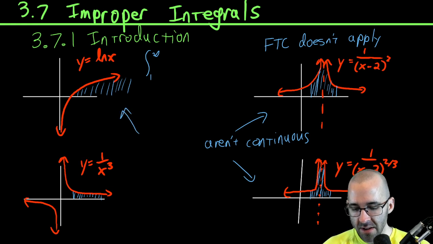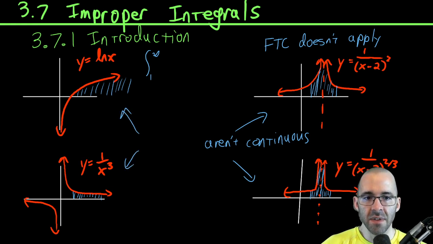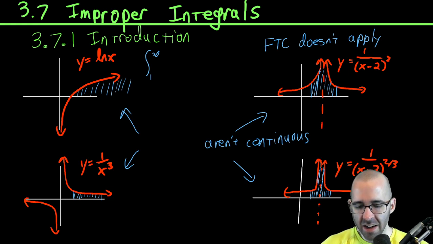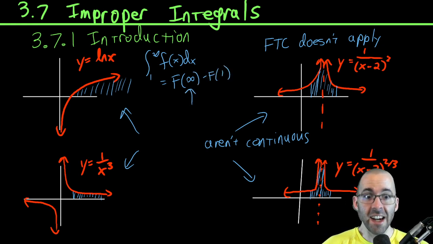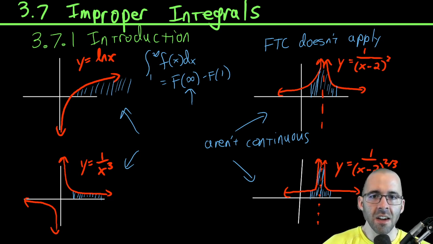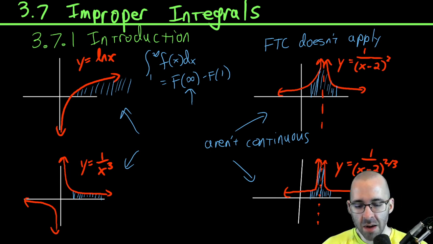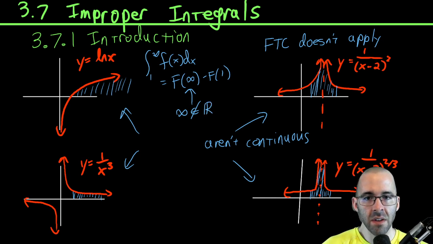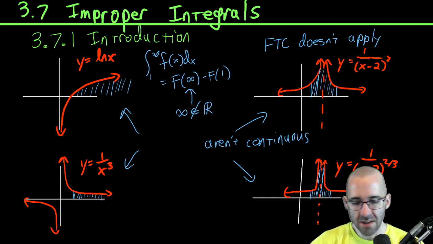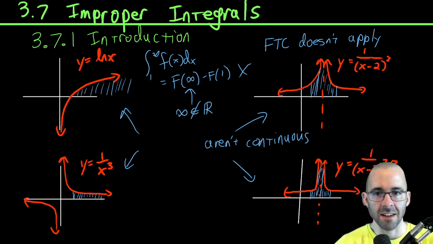What about the guys on the left? Well, it's that infinity is not a number, right? If this is some f of x dx, fundamental theorem of calculus says that, well, if it applied, we'd have f of infinity minus f of 1. But that doesn't mean anything, okay? You can't evaluate a function at infinity. These are real valued functions. We need to plug in real numbers. Infinity is not a real number. So this is a nonsense.